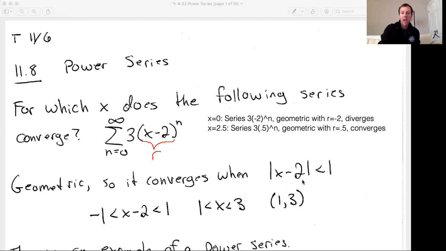And if you have an absolute value less than 1, that means what you're taking the absolute value of is less than 1 and greater than -1. And adding 2 to all 3 parts of this inequality says that x has to be between 1 and 3. And so this answers the question, for which x does this converge? Well, it converges exactly for x's between 1 and 3. And that's what we saw here. 2.5 is in this interval, and it converges, so that matches. 0 is outside this interval, and the series diverges there.